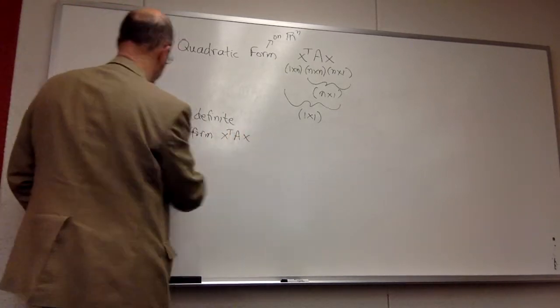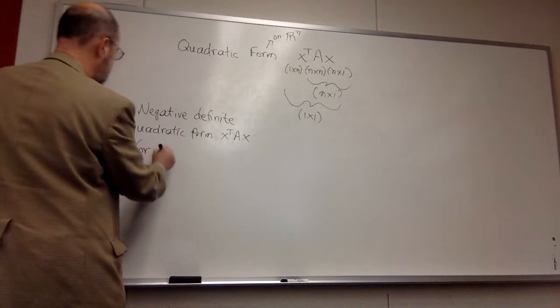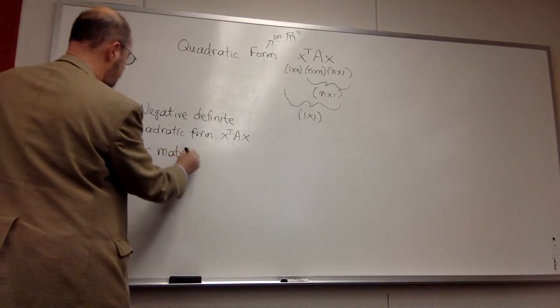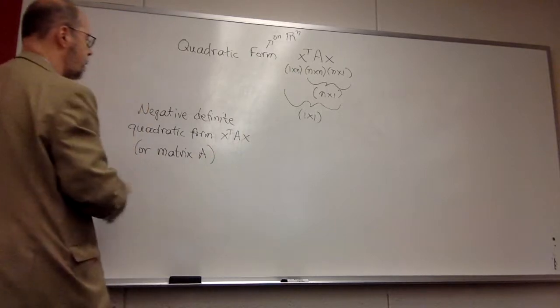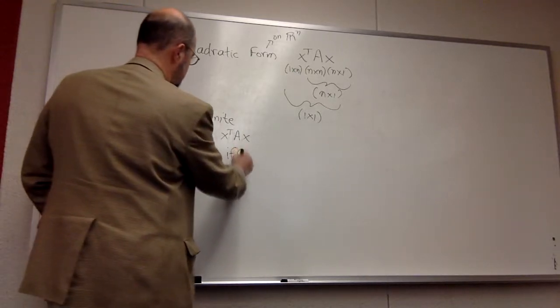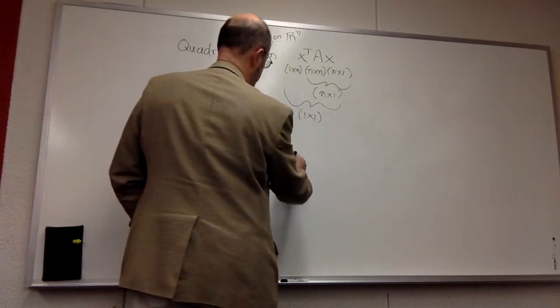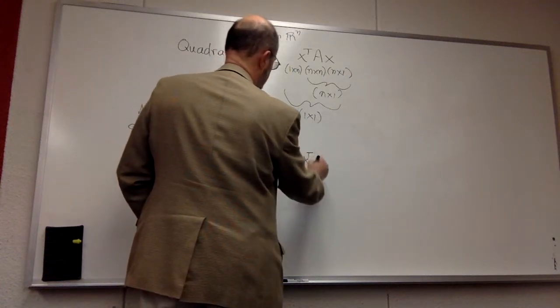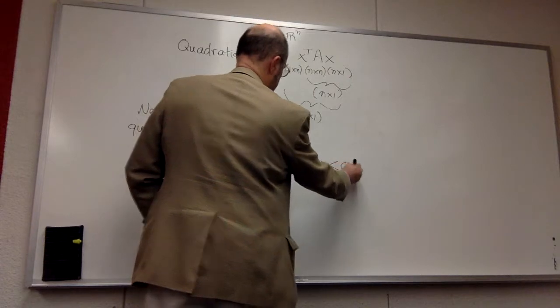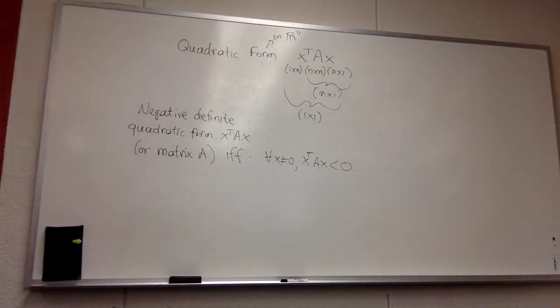x transpose AX, or in fact matrix A. And then the definition is if and only if for every x not equal to the 0 vector, x transpose AX is negative. Right?